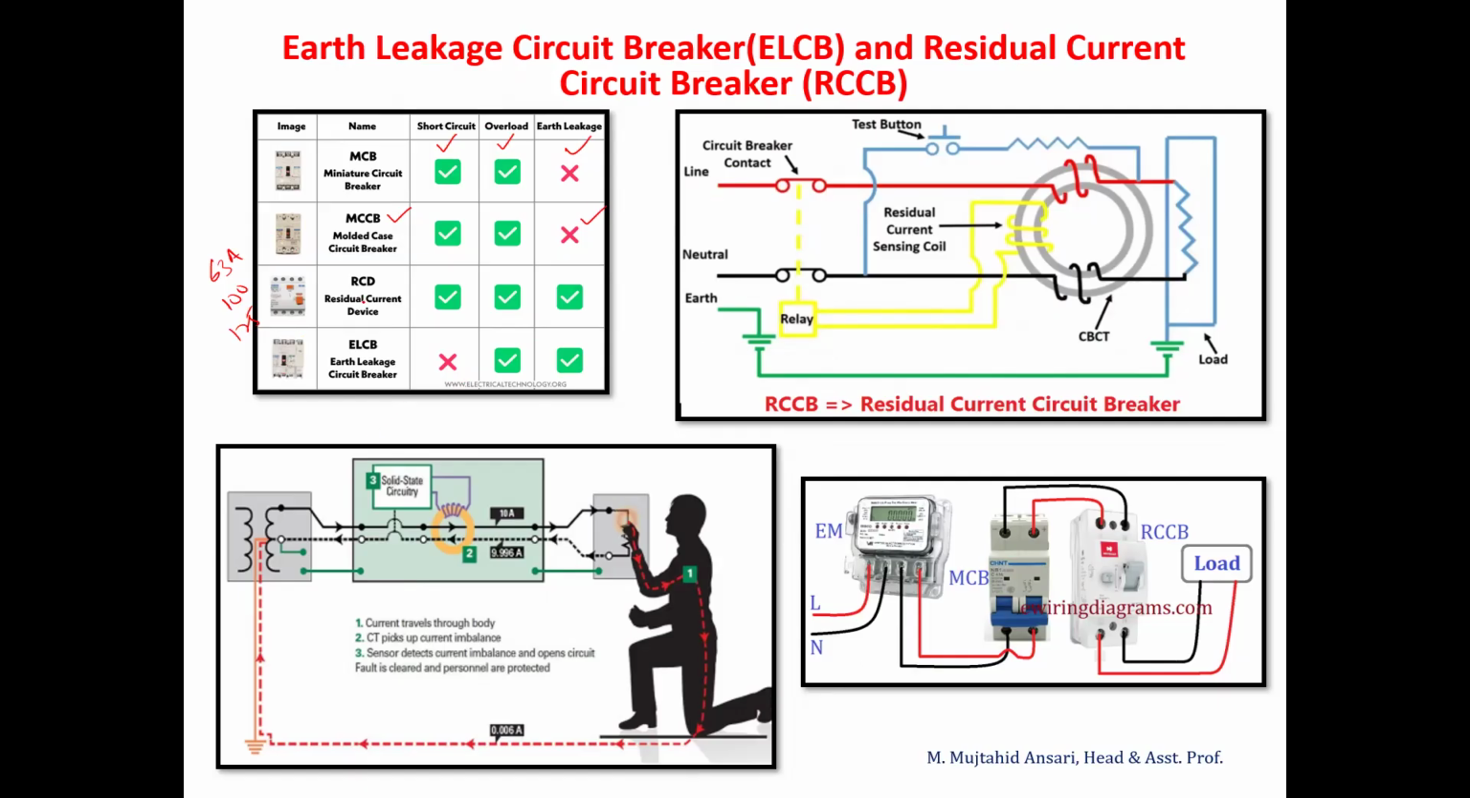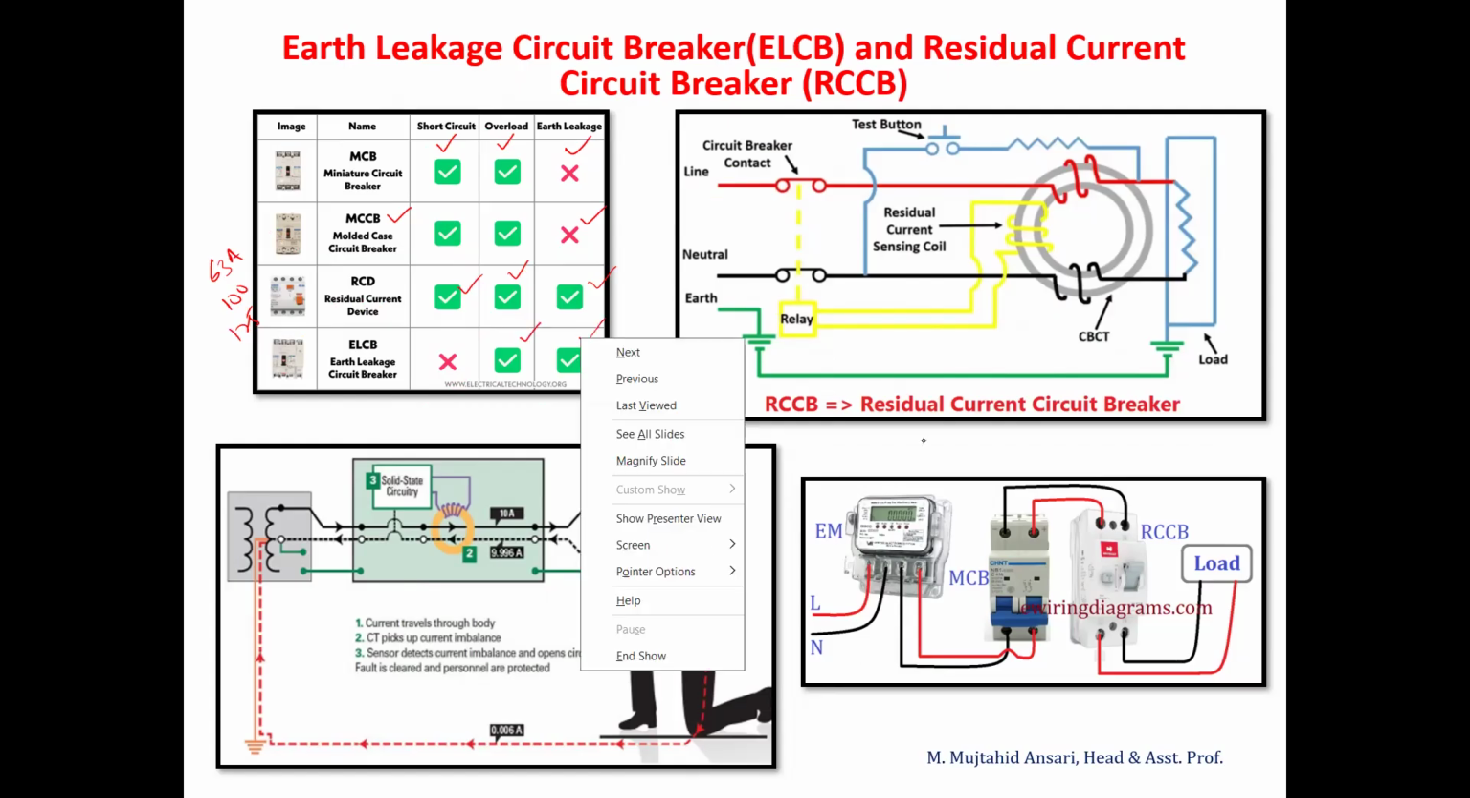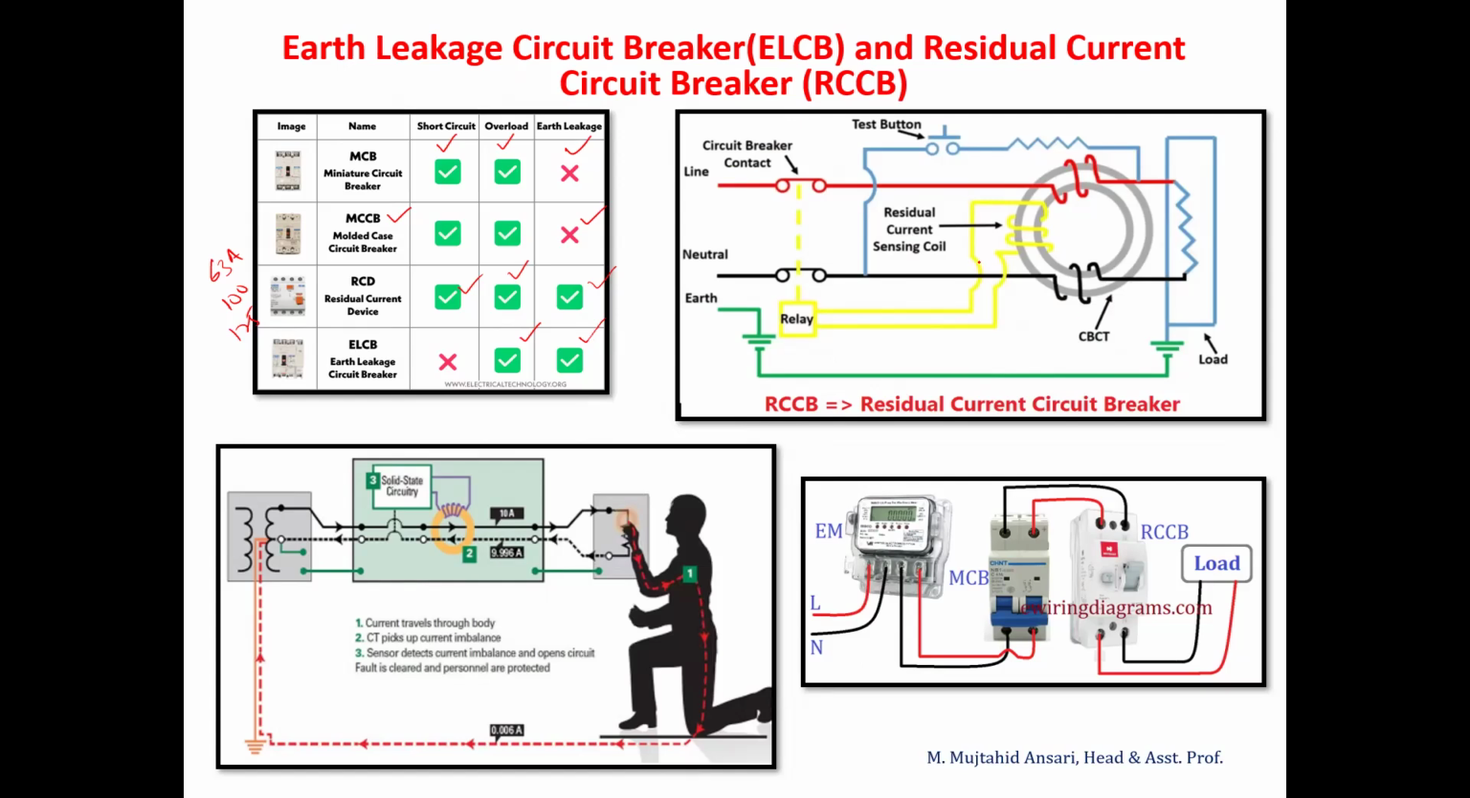Whereas RCD, residual current device, or RCCB, is used for short circuit protection, overload protection, as well as earth fault. Where ELCB is used, not for short circuit, but it is going to protect from overcurrent and earth leakage fault. So this is the way. Here we can say that the ELCB and RCCB are used for protecting the human being also.